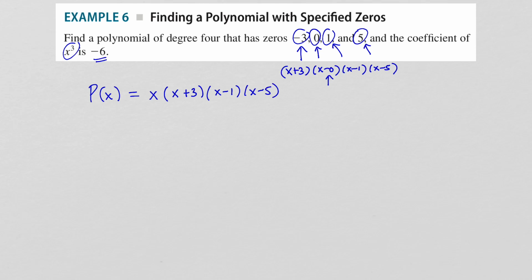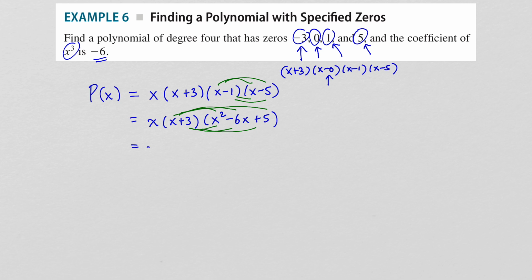So now to find the polynomial p of x, I just need to multiply these out. I'm going to start by multiplying just any 2 of these factors, and I'm just going to start by multiplying the last 2. So the first 2 factors, we'll leave those alone for now. And then we have x minus 1 times x minus 5. When you multiply that out, you're going to get x squared minus 6x plus 5. Now I'm just going to multiply the next polynomial. So we're going to have to multiply all of these things together. We'll leave the x out there for now. And we have x cubed minus 6x squared plus 5x plus 3x squared minus 18x plus 15.